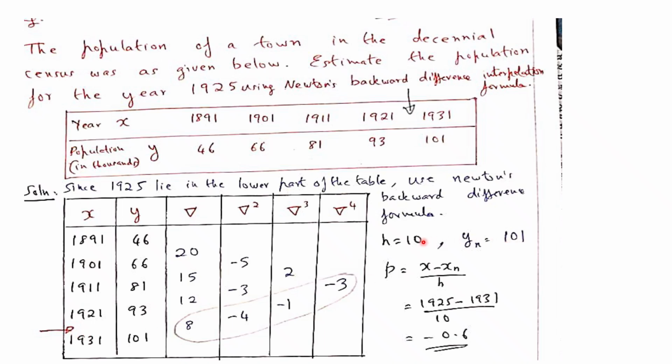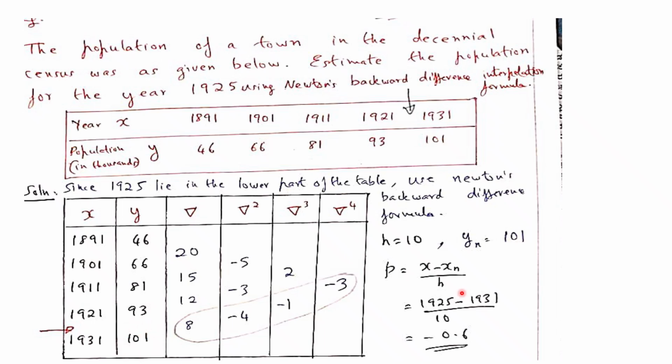Now h is found the same way as in the previous problem. That is, the difference between 1891 and 1901 is 10. Again 1901 and 1911, the difference is 10. So this difference also you will get as 10, and this one also 10. So h is to be taken as 10. Then here for the backward difference interpolation formula we require not y naught, but yn. So yn is this last one. In the previous problem we wanted y naught, which was taken as 46. Here it is yn, so 101.